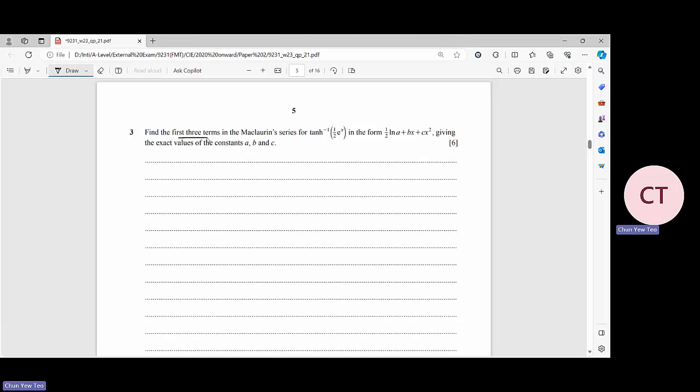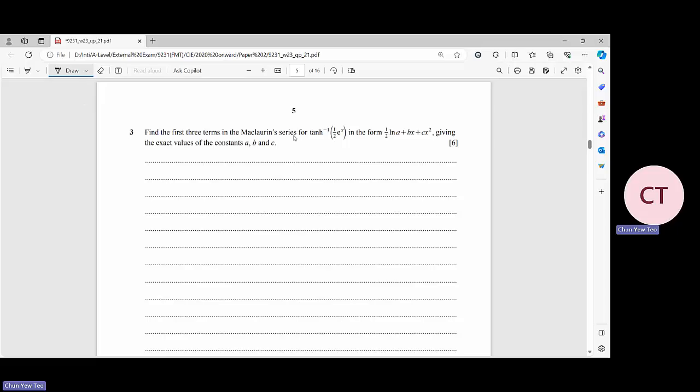Now we take a look at question number 3, Maclaurin series. Find the first 3 terms in the Maclaurin series for the arctanh of half e power x in the form of half ln a plus bx plus cx squared, giving the exact values of the constants a, b, and c. So for these questions, we cannot apply the formula from the MF19 directly.